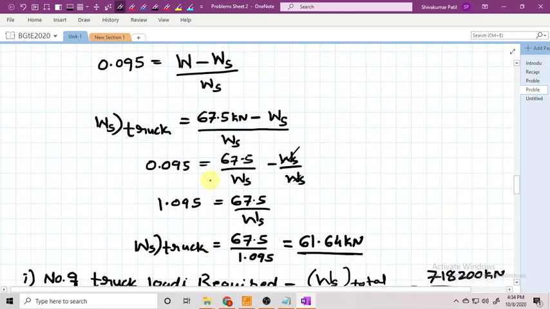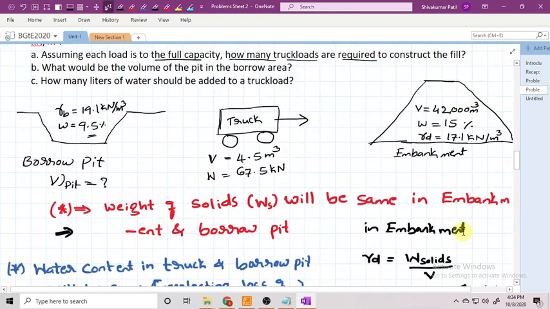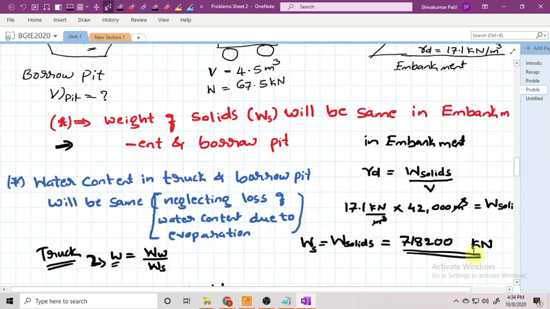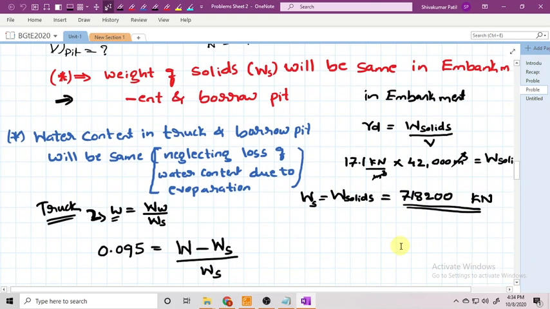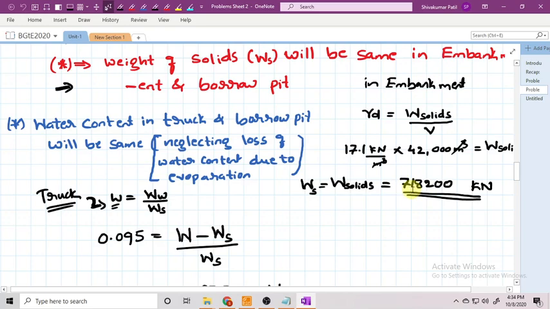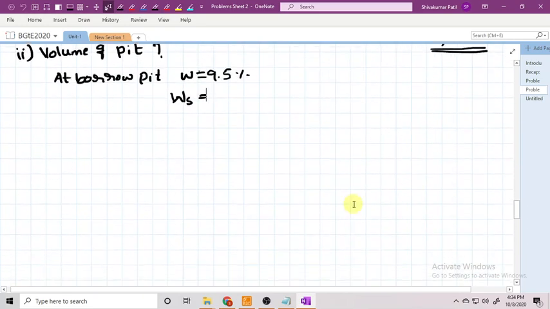Whatever weight of solids is there in the embankment, the same weight of solids also will be present in the borrow pit. So this sentence you read, then you will appreciate why I am taking the same weight of solids in the borrow pit also. 7 lakh 18,200 kilonewton is the weight of solids in the borrow pit.